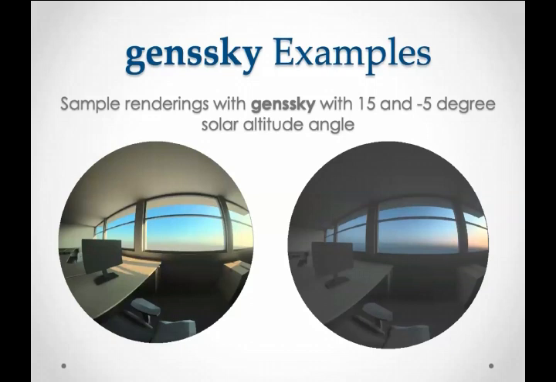One of the benefits of having this atmospheric scattering model is that you can have a negative solar angle. On the left is a solar angle of 15 degrees. On the right is a solar angle of -5 degrees. And you can see there's a shadow band of the Earth showing up on the horizon. That's the shadow of the Earth with the sun below the horizon.